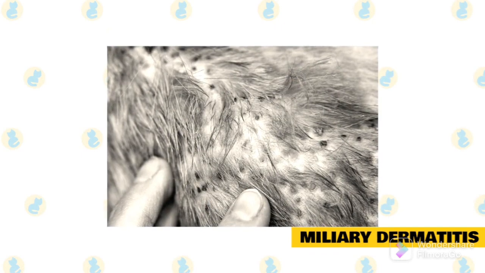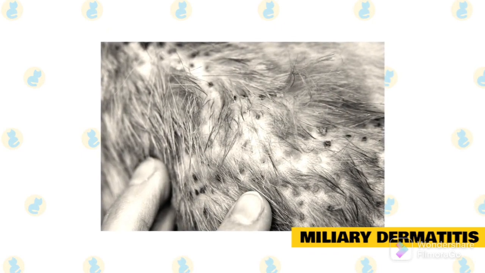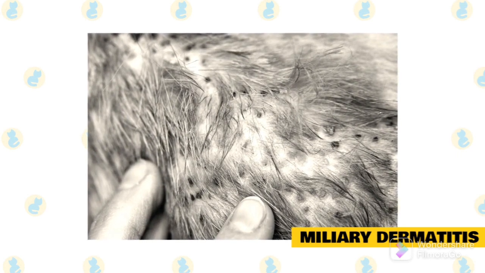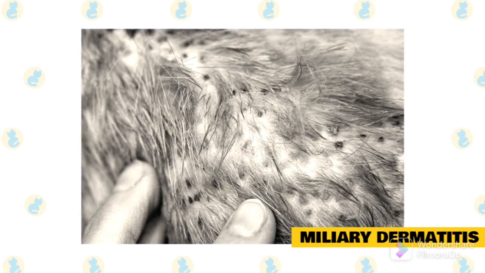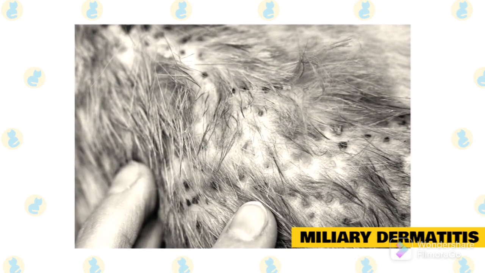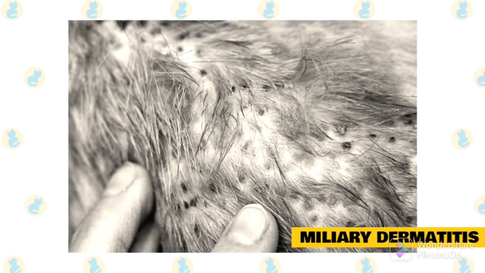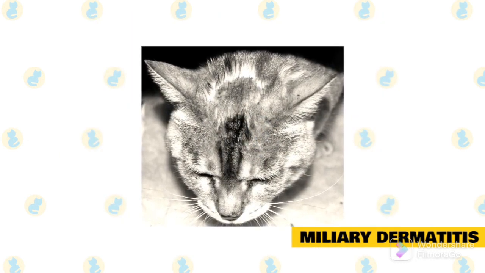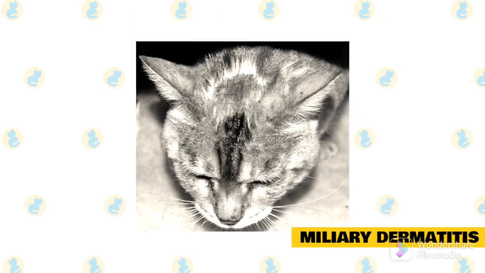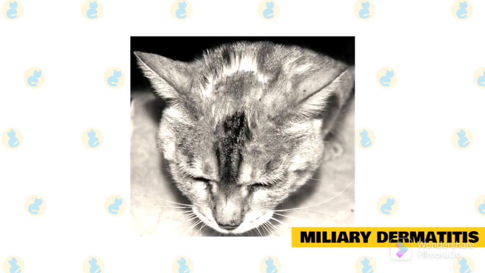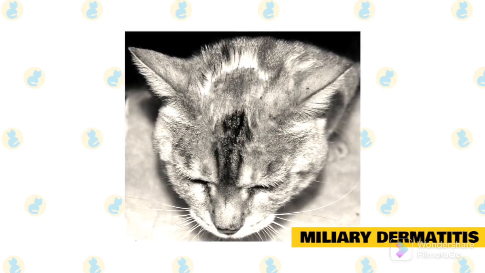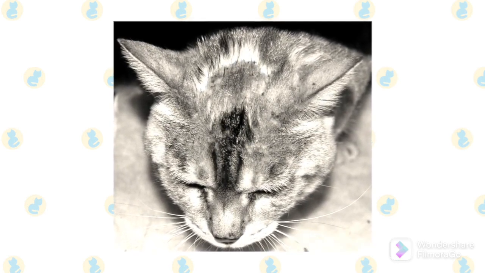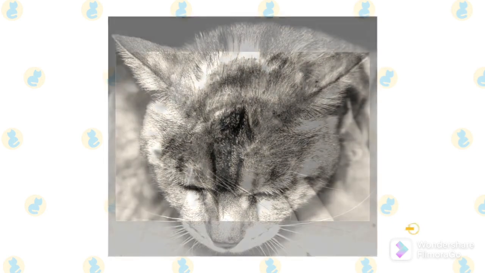Miliary dermatitis. Miliary dermatitis is a common class of feline skin disease in which numerous small, grainy bumps appear on the surface of the cat's skin. Miliary dermatitis, named for the way the texture of the skin resembles millet seeds, is considered a symptom, not a specific disease. The most common cause of miliary dermatitis in cats is hypersensitivity to flea bites, even in indoor-only cats. However, bacterial infections, ringworm infections, other parasitic infestations, autoimmune diseases, and certain cancers are also possible causes.